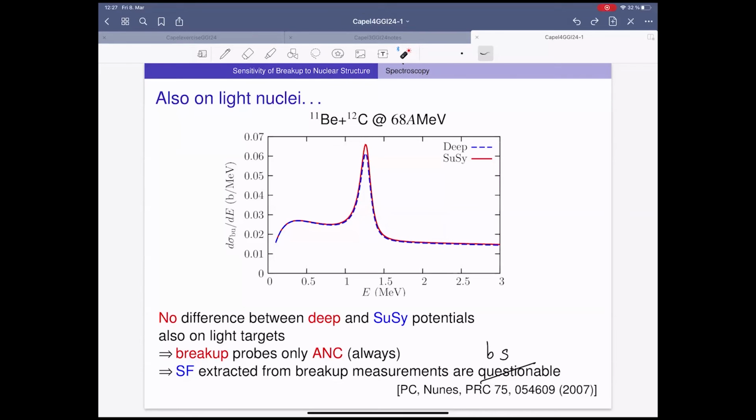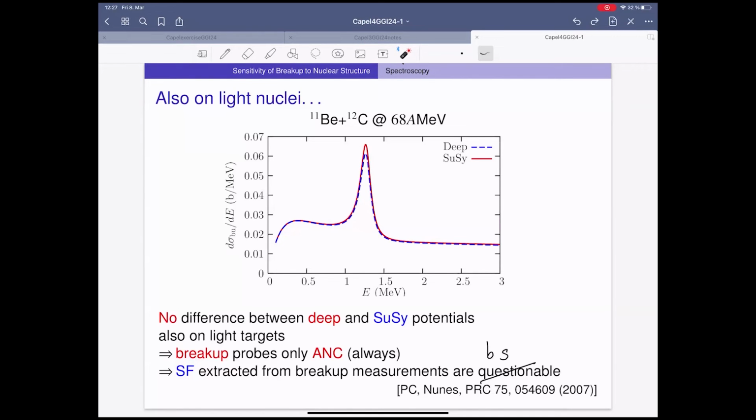Yes, you can include them explicitly. But that's challenging. You could imagine a model of the reaction that includes the breakup channel and then the transfer channel. The Jacobi set of coordinates that we use is the projectile and the target, and then within the projectile you have the core and the fragment, what we call the T.